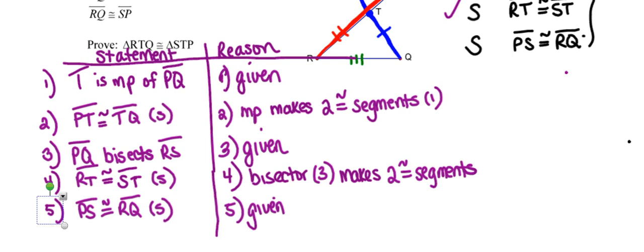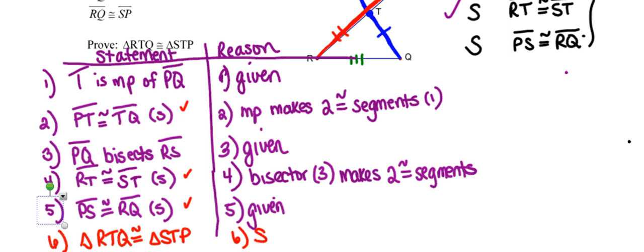So now I've discussed in writing these three pairs of congruent sides. That tells me that the two triangles have to be congruent by virtue of side, side, side. And I'm going to go ahead and cite statements 2, 4, and 5, which are the statements where I discuss those three pairs of congruent sides.